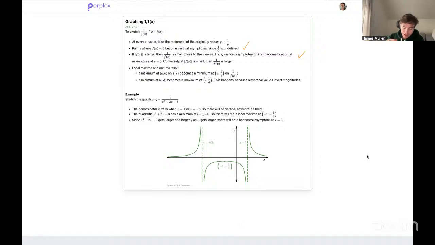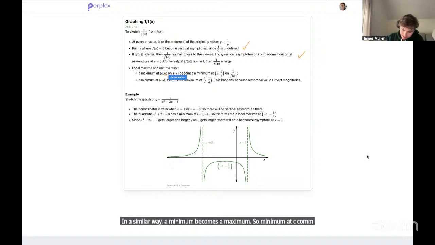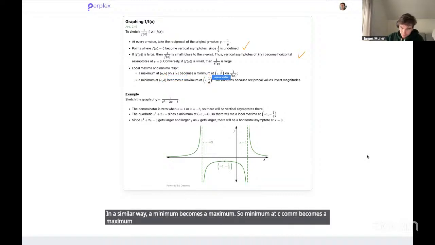Okay, and in a similar way, a minimum becomes a maximum, all right? So a minimum at (c, d) becomes a maximum at (c, 1/d). All right, with that all said, let's do an example.